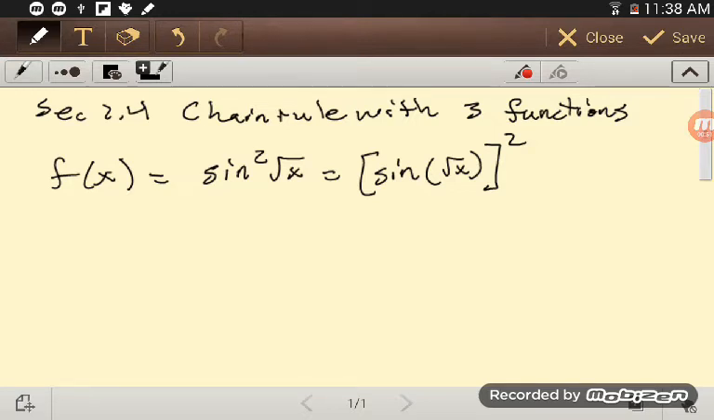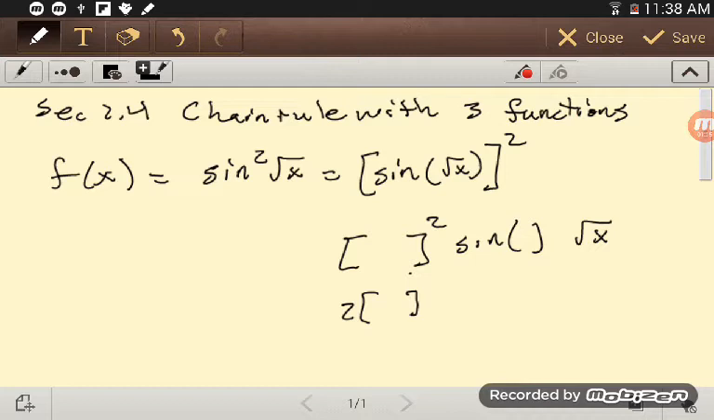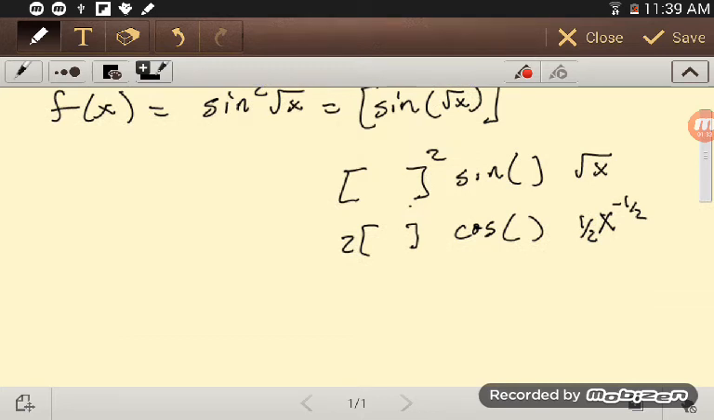So as I look outside to inside, I see the squaring function, and then I see the sine function, and then I see the square root of x. And so I can take derivatives of each of these. This first one's just a power function, so 2 to the 1, so I won't put anything up there. This one is, the sine is just a cosine. And now the square root of x is x to the 1/2, and so that would be a power rule also, 1/2 x to the negative 1/2. So those are my derivatives for each of those.